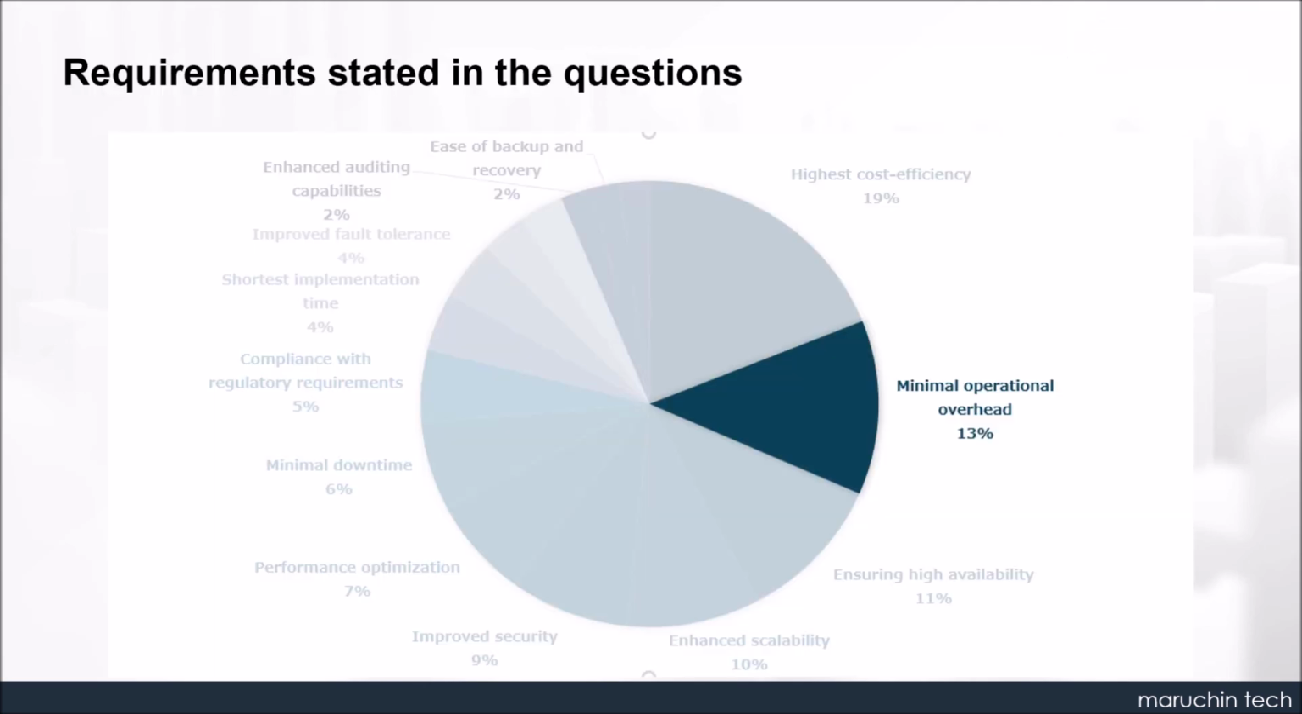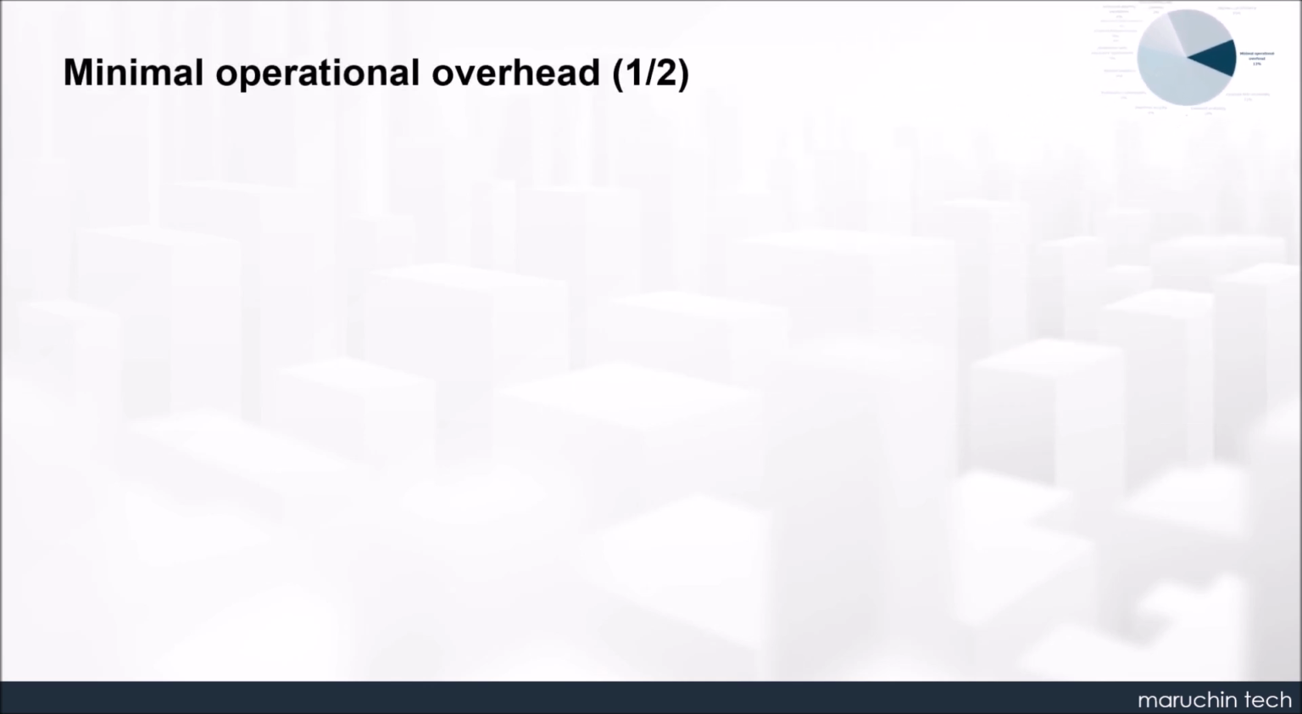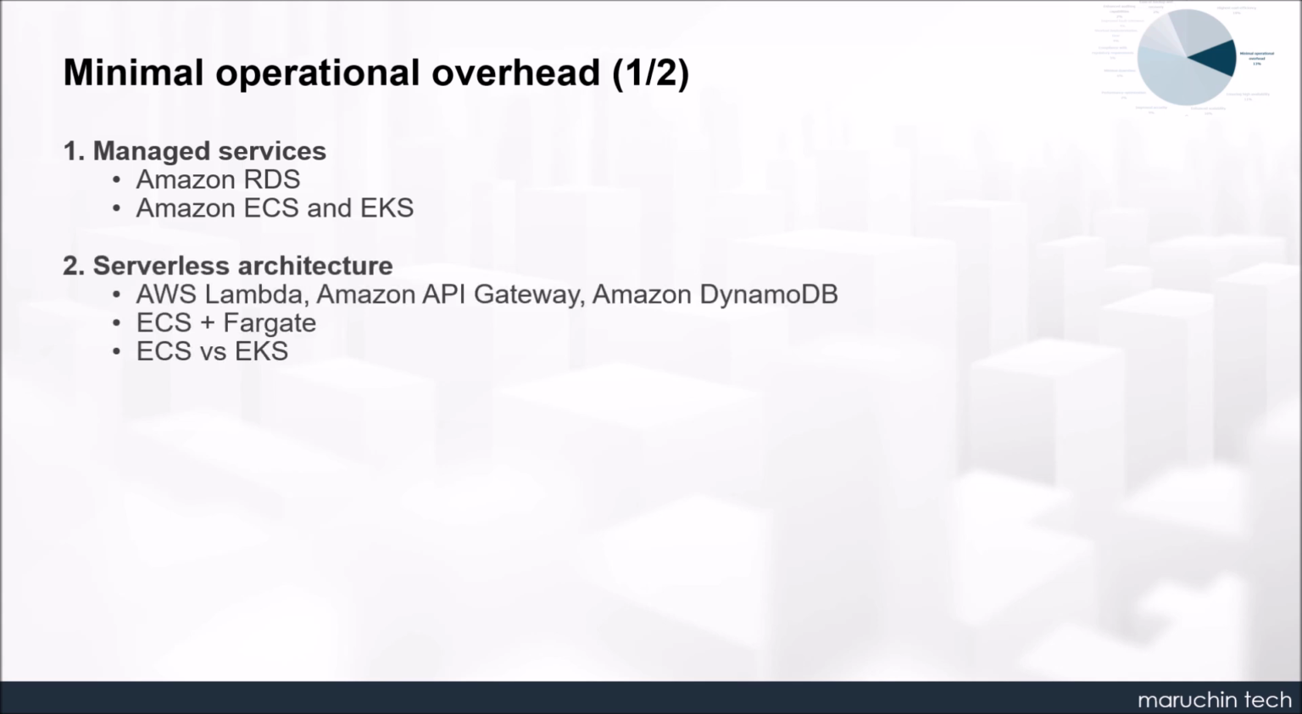The second most frequently raised requirement is minimum operational overhead. By using AWS managed services, you can minimize the user-side management. Additionally, as previously mentioned, you can reduce your operational overhead by adopting serverless services, which eliminates the need to manage the server. The combination of ECS and Fargate, as well as the use of ECS and EKS, are frequently tested.